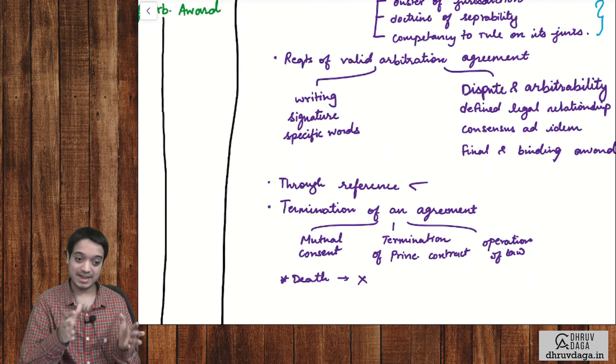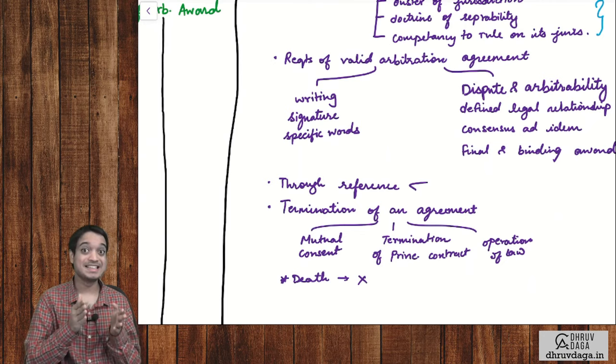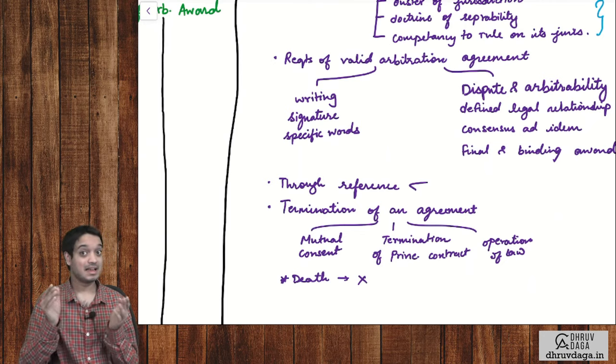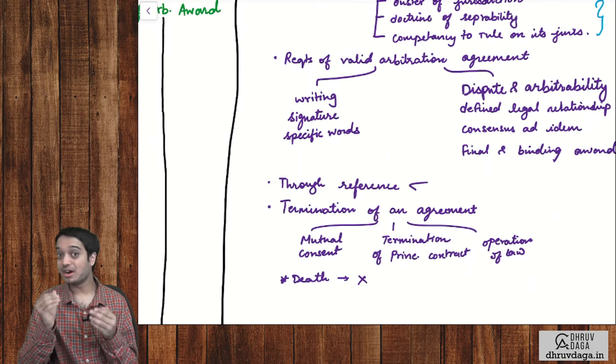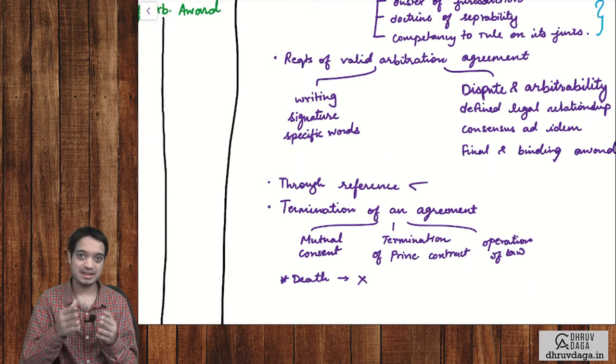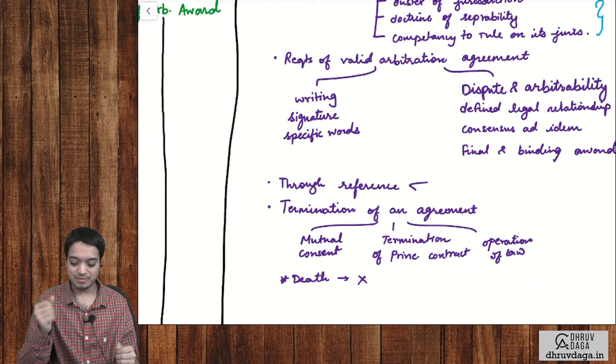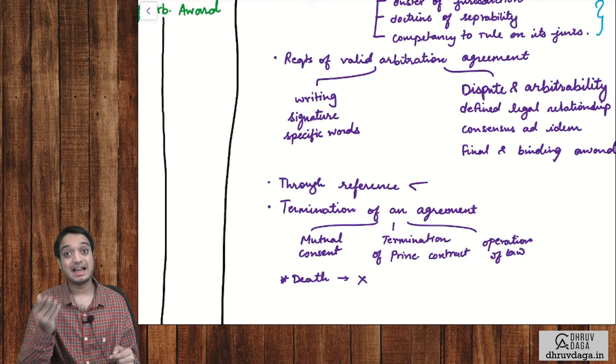Then defined legal relationships should exist between the parties. Arbitration is not available for illegal activities. It is available only when there is a legal relationship between parties. Consensus ad idem, which was there earlier itself, and it should be a final outcome arising out of an arbitration, finality of outcome.